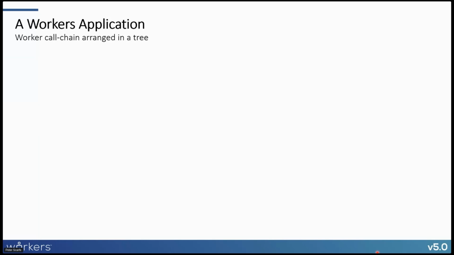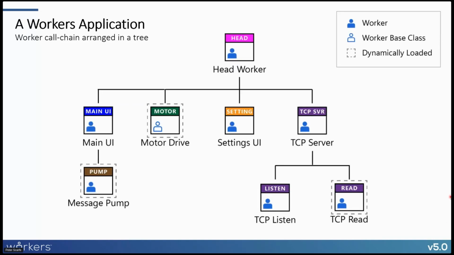So a Workers application is made up of several queued message handlers, or you can simply say workers. And all of them are linked together to form a tree. If you are familiar with the Actor framework, then the architecture of a Workers application is quite similar, where a root actor would be, here we have a head worker, and the head worker will call other workers that are either statically linked to it or dynamically loaded at runtime.